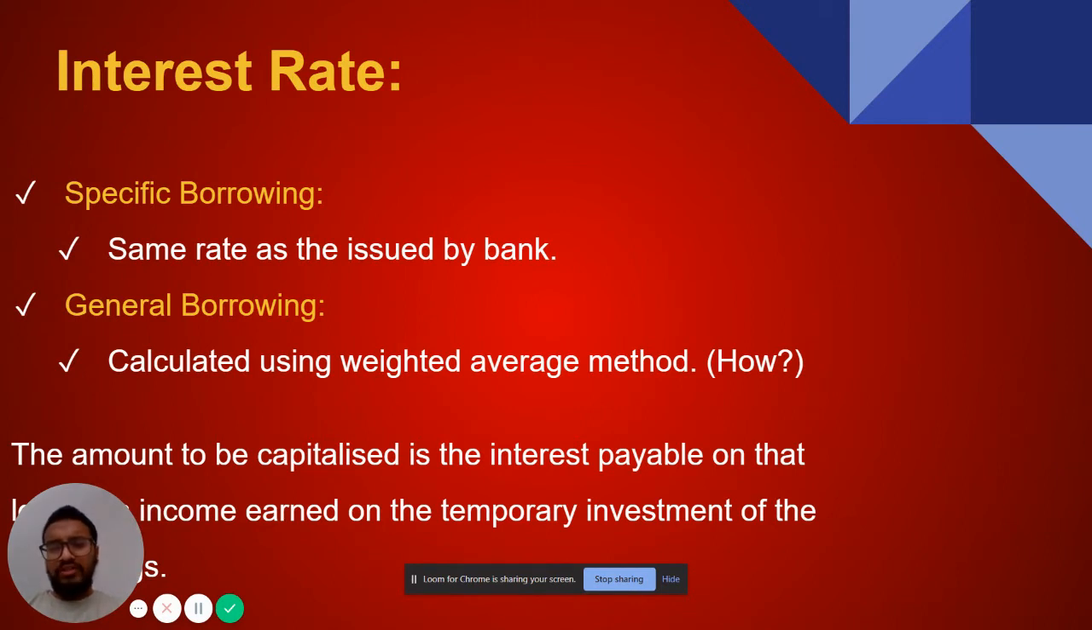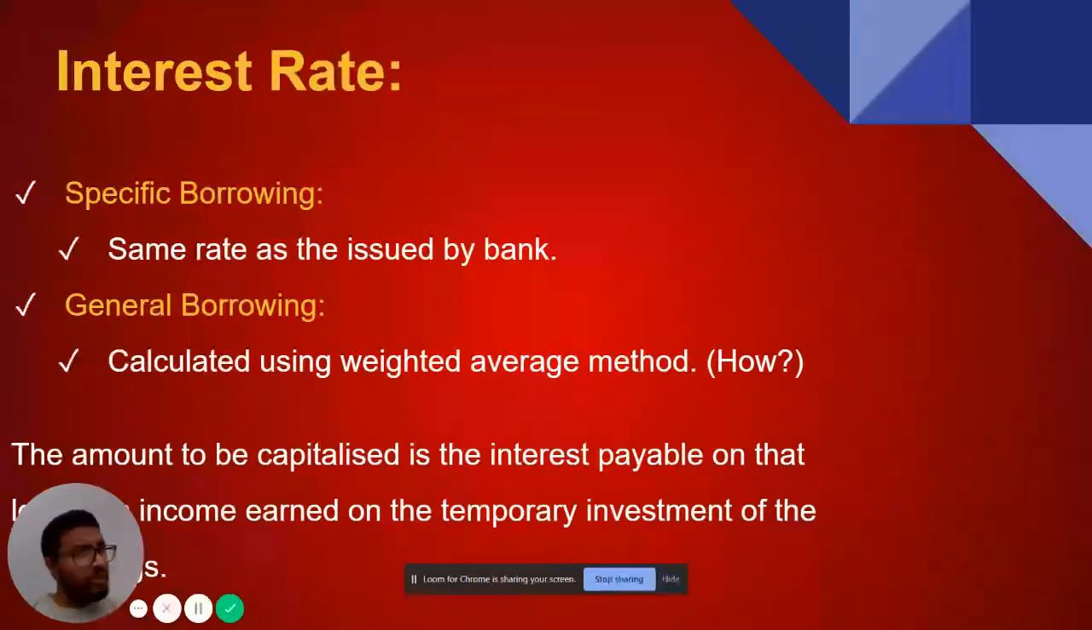In the case of general borrowing, we have our general borrowings, say loans from two different banks. How do we assign an interest rate? The two banks might have different interest rates. In that case, we use the weighted average method. You might ask how. We will look at that in the next slide, and I'll be teaching you how to account for it using the weighted average method as well.